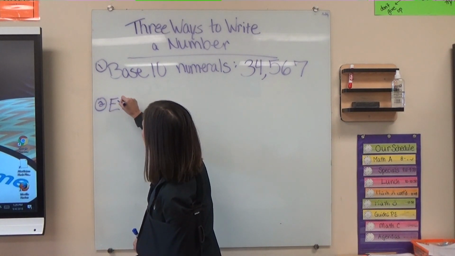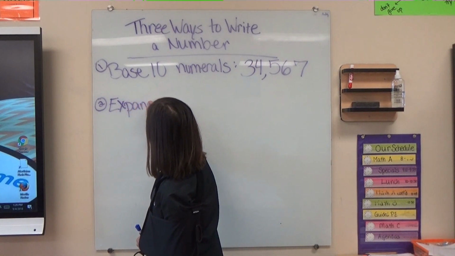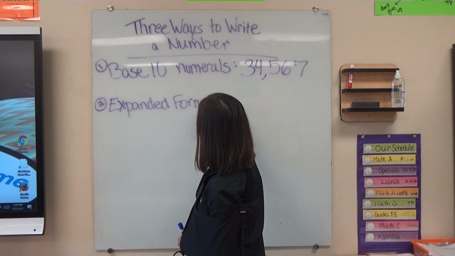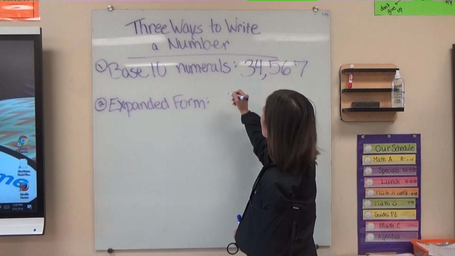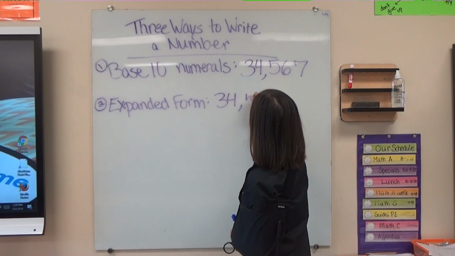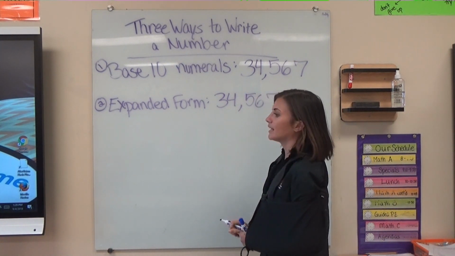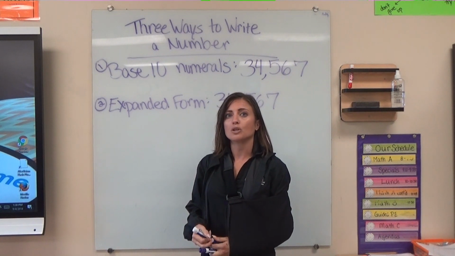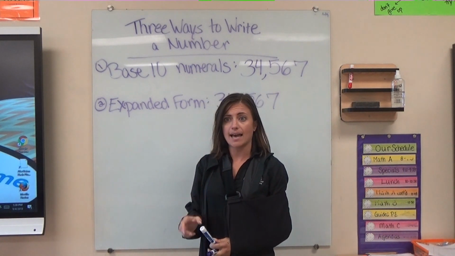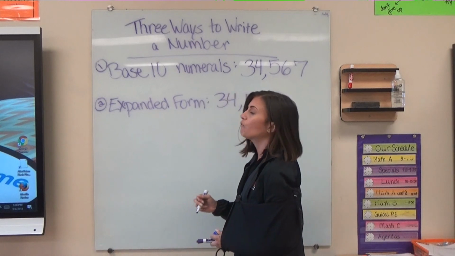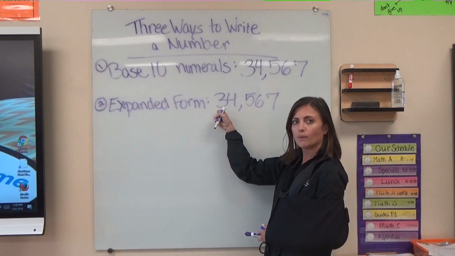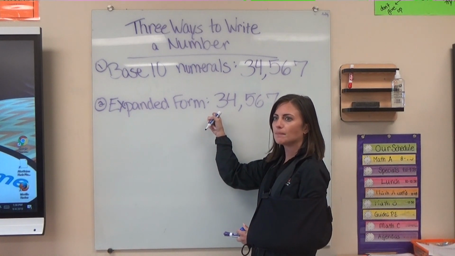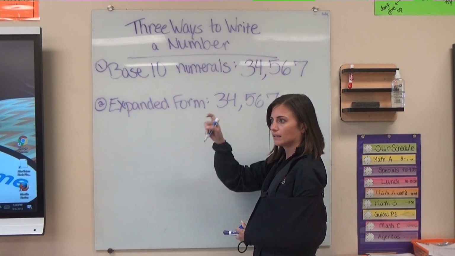So expanded form. Now, for our expanded form, there's a trick for this, and we are going to use that trick today. First, we're going to write our number, 34,567. Now, when you're trying to figure out your expanded form, you're going to work one place value at a time, starting at the left. So, first things first, I'm going to start all the way to the left, and this is what place value, class? What place value will I be starting with? Who can raise their hand and tell me?